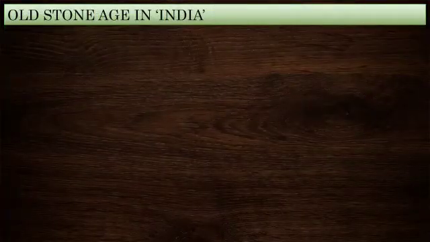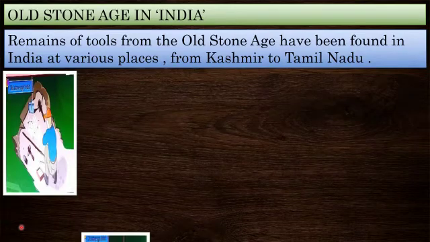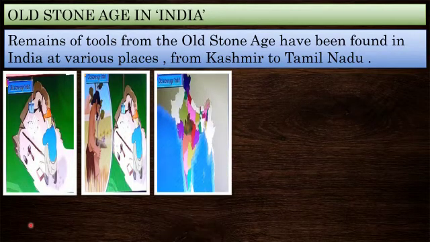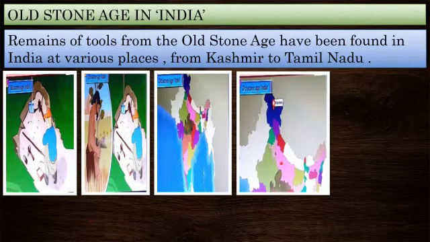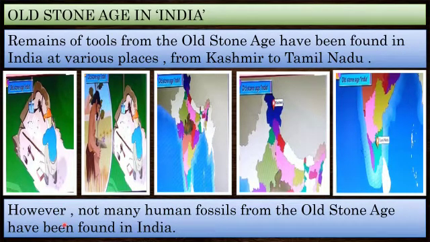So, now we are going to see the Old Stone Age in India, remains of tools from the Old Stone Age. As you can see in these two pictures, remains of tools from the Old Stone Age period have been found in India. You can see the map of India. They have been found at various places from Kashmir, which is to the north of India, to Tamil Nadu, which is to the south of India. However, not many human fossils from the Old Stone Age have been found in India.